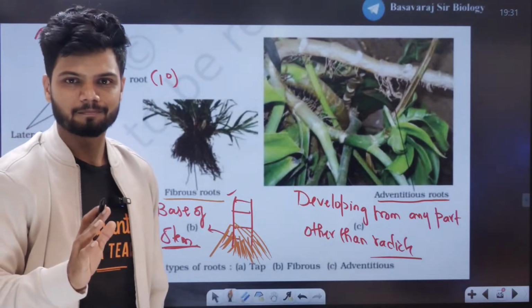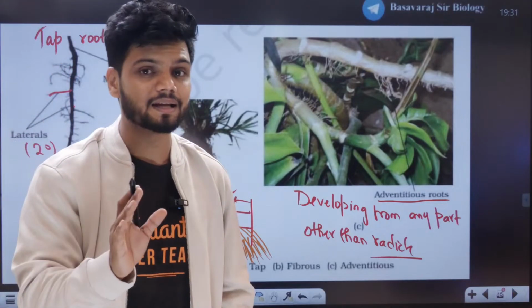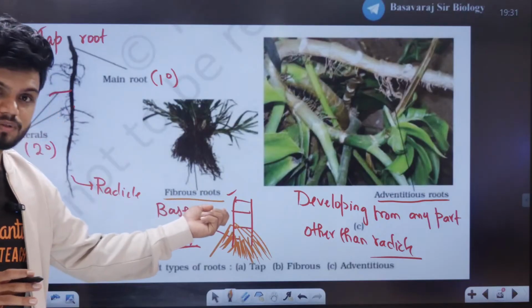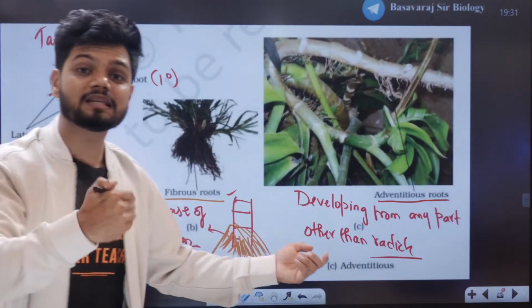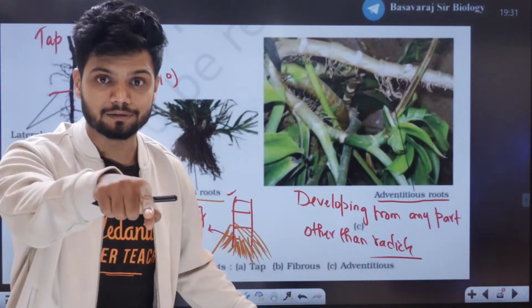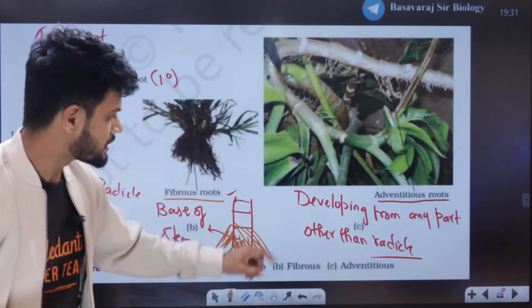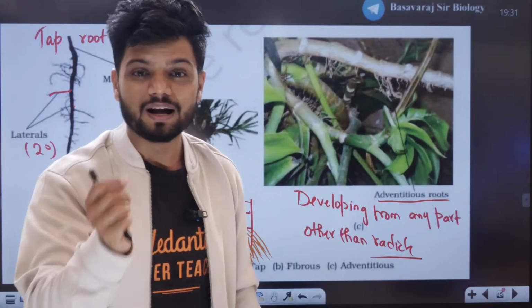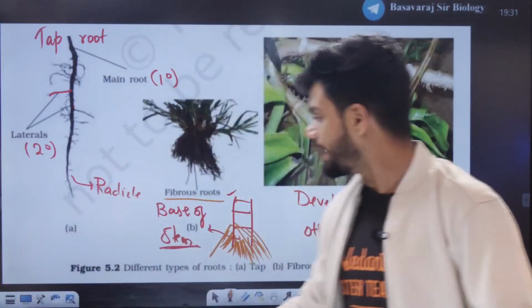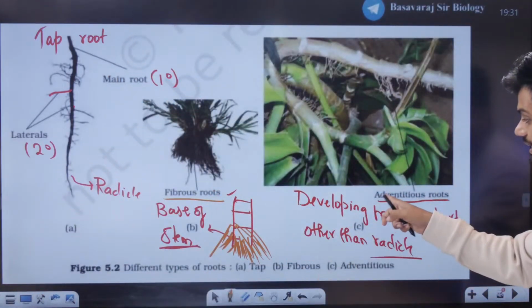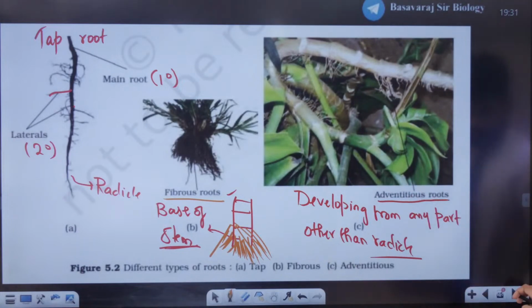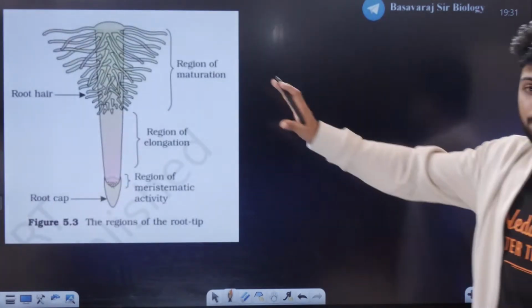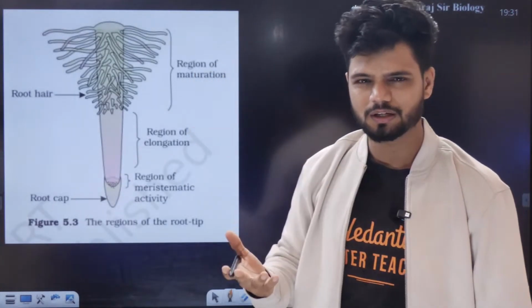So can I tell, technically, since fibrous roots are arising from any other part other than the radicle, can I call them adventitious roots then? Yes, sir. I can call them adventitious roots. So fibrous roots are also a type of adventitious roots. Done.